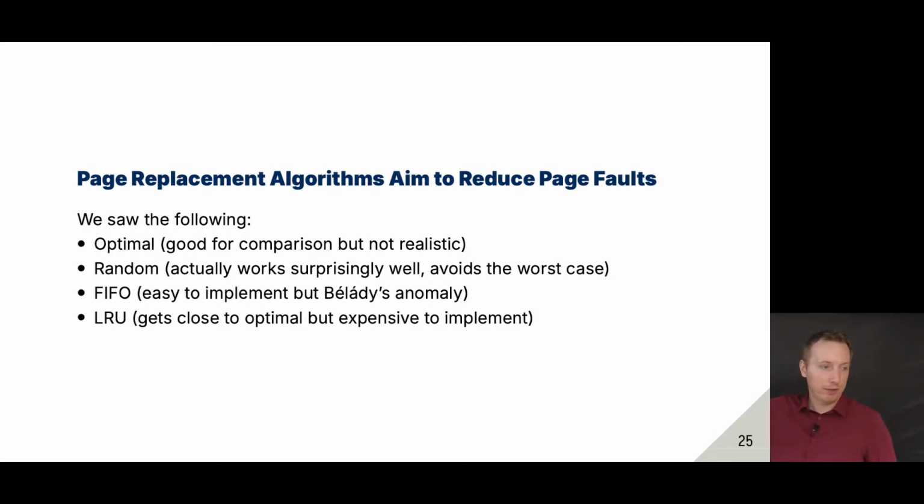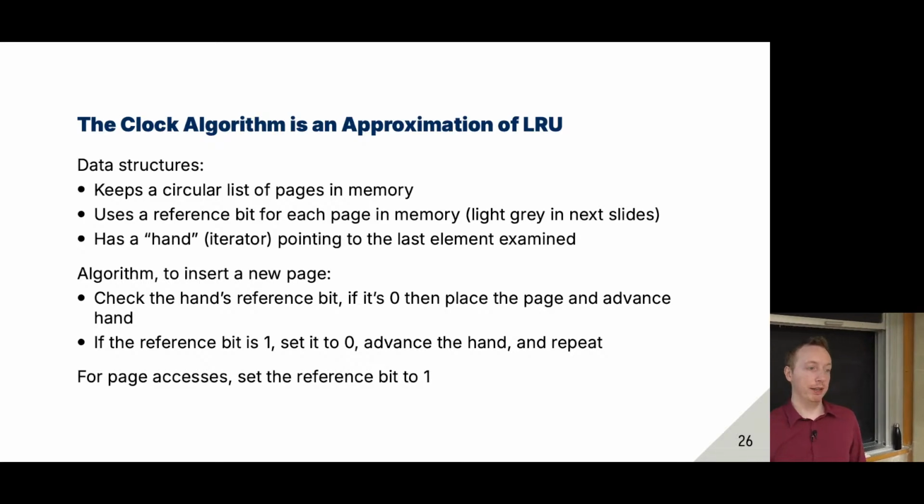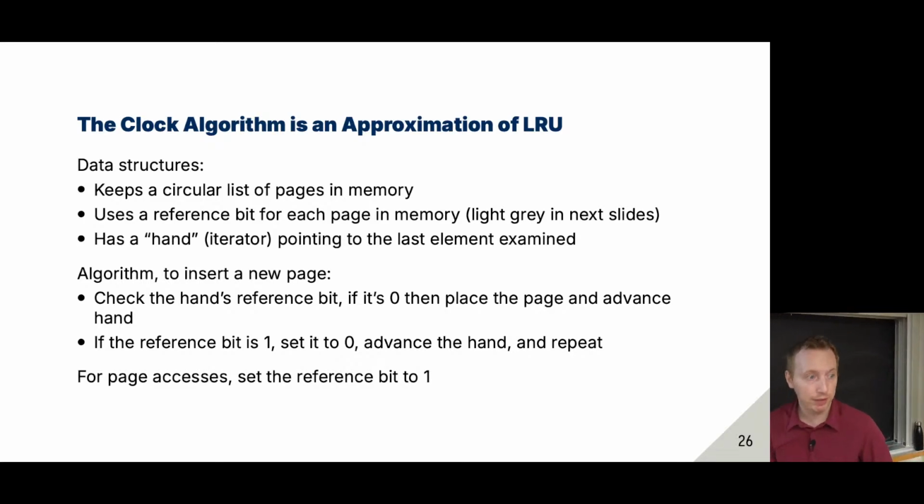So not actually used. We talked about least recently used, which looks backward in the past to try and approximate the optimal. So you replace a page that hasn't been used in the longest, but it's expensive to implement. What we can actually implement is an approximation of least recently used called the clock algorithm that we did not that long ago.